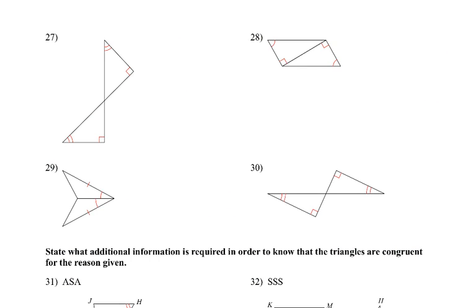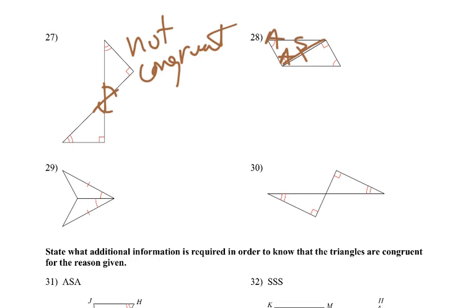Okay, 27, got an angle in here, three angles, not enough to say it's congruent. Could it be? Yes, but we don't have any other information. 28, share a side, two angles, so angle, angle, side, because the side's not in between, and it's yes, congruent.